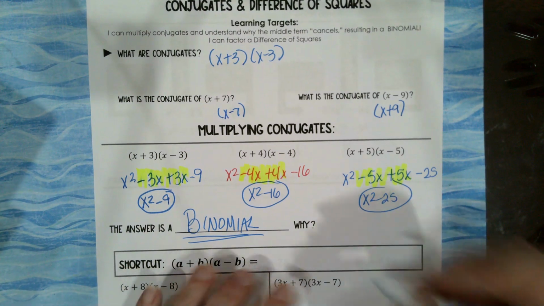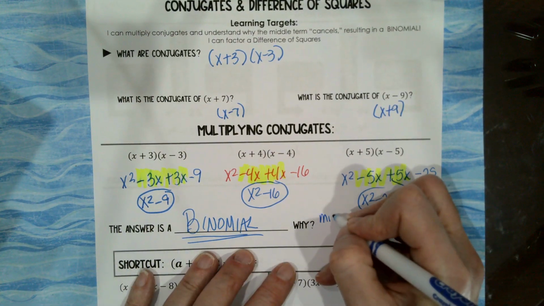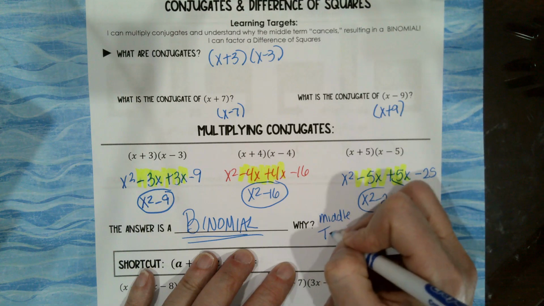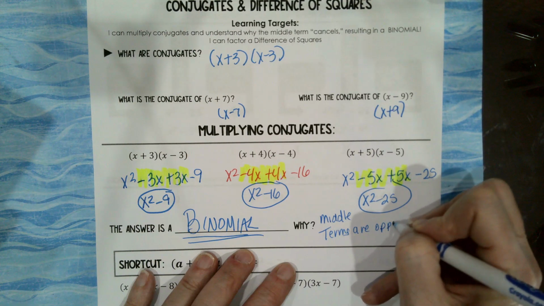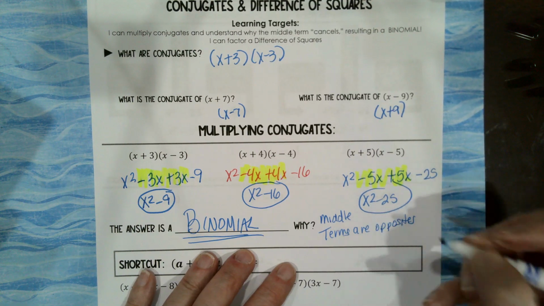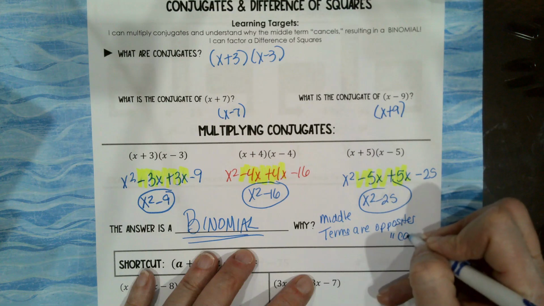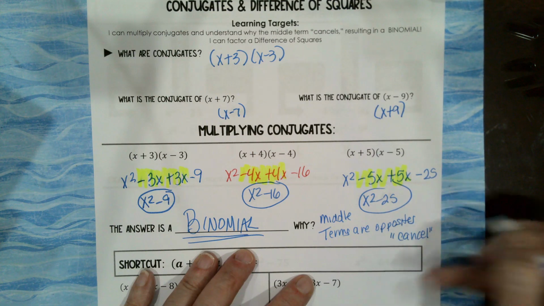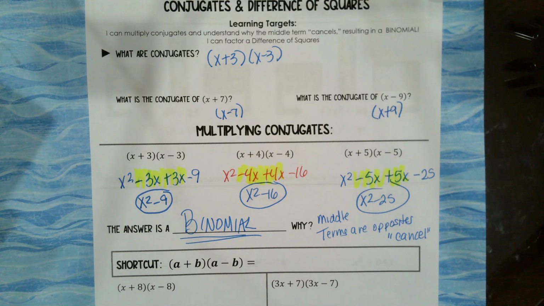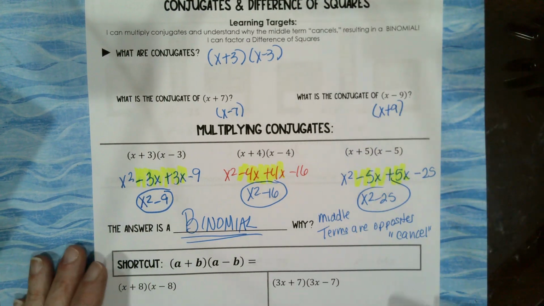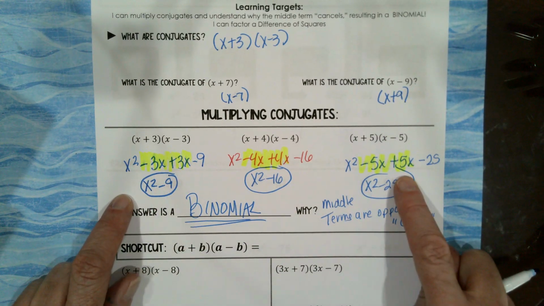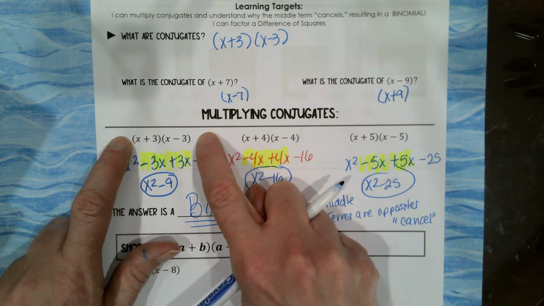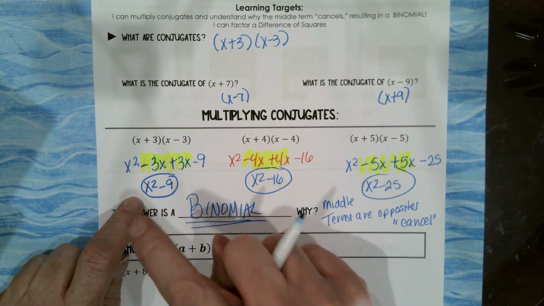Basically, that's because the middle terms are opposites. In other words, when we add them together, we get 0. That's why we said they cancel out. And we're going to put that in quotation marks because that's not really a mathematically correct thing to say, but I know we say it all the time. So this is the one and only time that we can multiply binomials and get a binomial. It's a very special case.